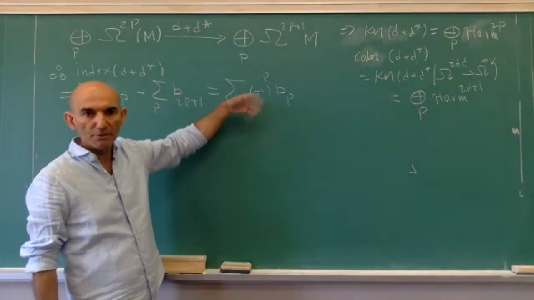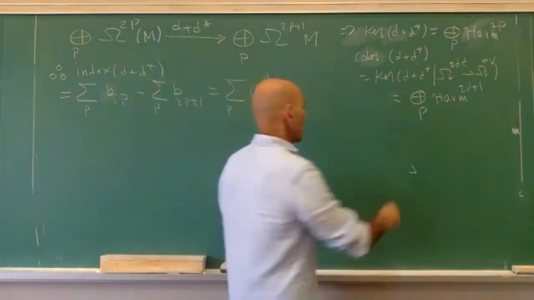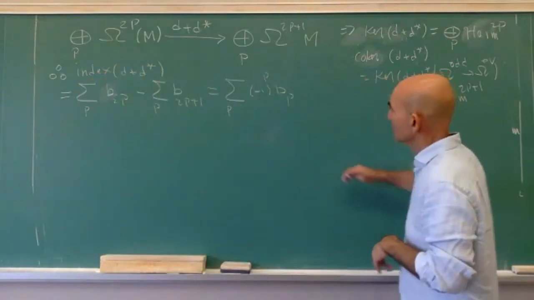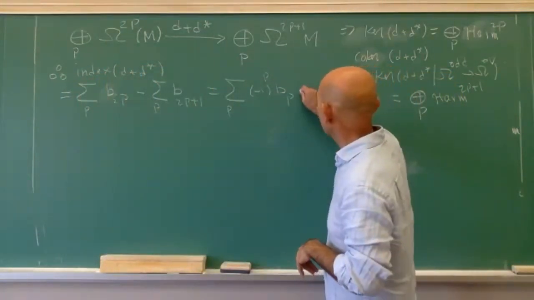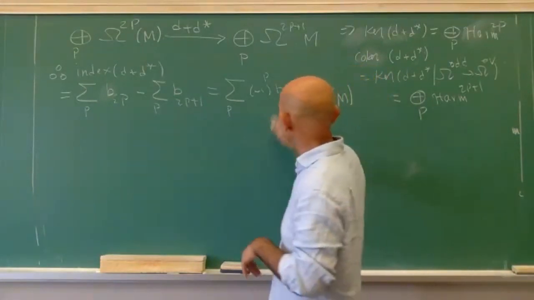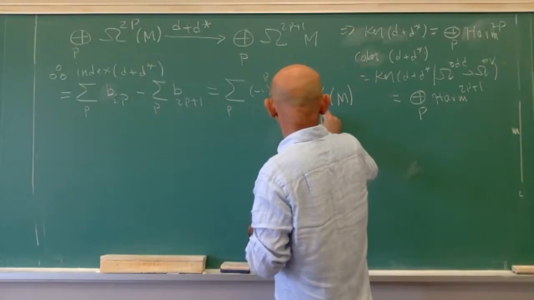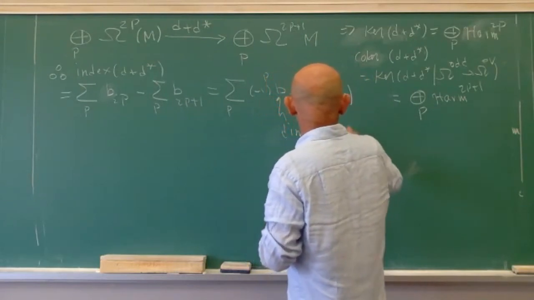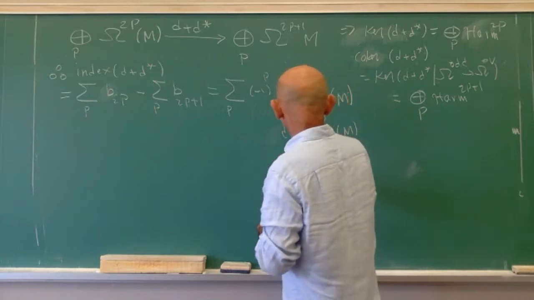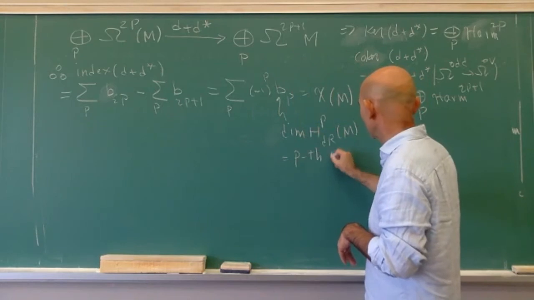These are dimensions of cohomology groups, the de Rham groups or whatever. There's also the de Rham isomorphism, right? So they're all the same. So that's equal to the Euler characteristic of M. So this is the dimension of H^p de Rham of M, which is the p-th Betti number. Another notation, as I said, p-th Betti number.